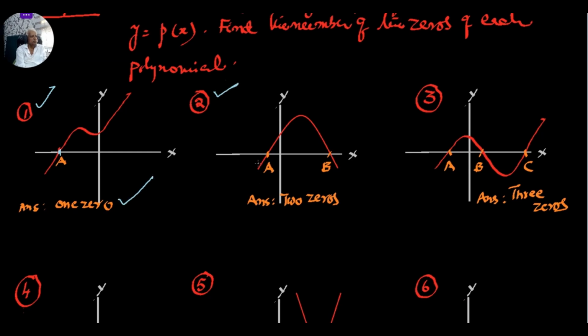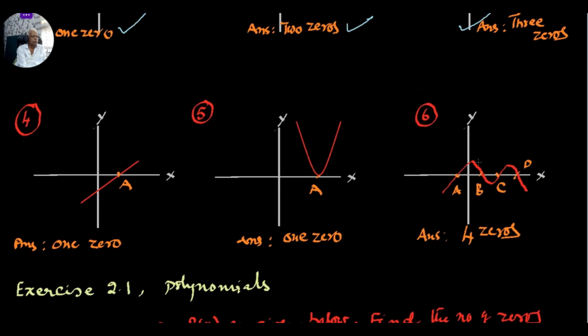2, it is cutting the x-axis here A and here B in 2 places. Therefore 2 zeros are there for this polynomial. This polynomial is cutting at 3 places. So the answer is 3. Similarly, everything goes like that. It is cutting the y-axis, we don't care. It is cutting the x-axis at only one point, so 1 zero. 5, 1 zero. It is touching, not cutting, touching. Even touching is cutting. 1 zero.